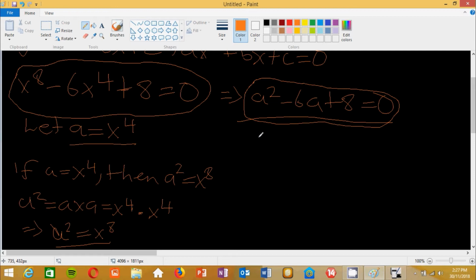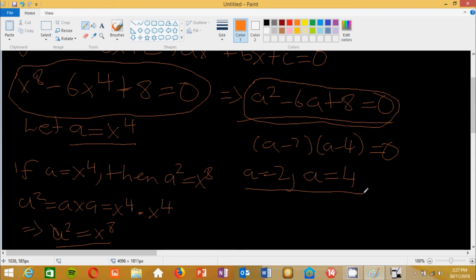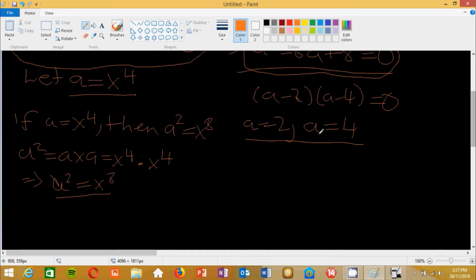So let's actually solve this quadratic equation. Well, you can factorize it into a minus 2 and a minus 4 is equal to 0. You can factorize this and you can solve it. So therefore, a is going to be equal to 2 and a is going to be equal to 4. So just solve this quadratic equation normally. Factorize it, you get a minus 2 and a minus 4, and then you get a is equal to 2 and a is equal to 4.